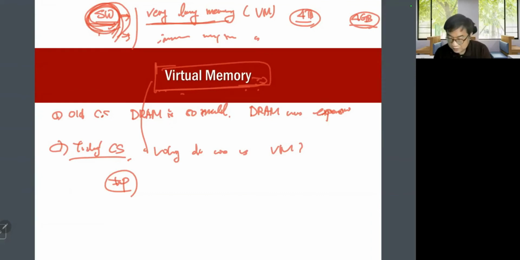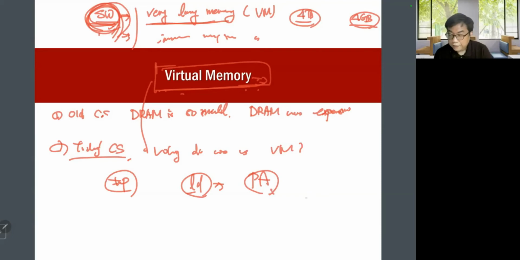So with the load instruction, if this load instruction accesses the data with the physical address, then the software cannot manage these addresses in the physical memory.